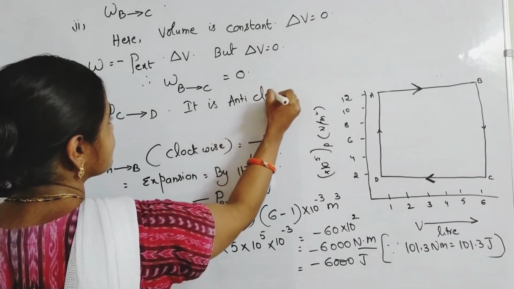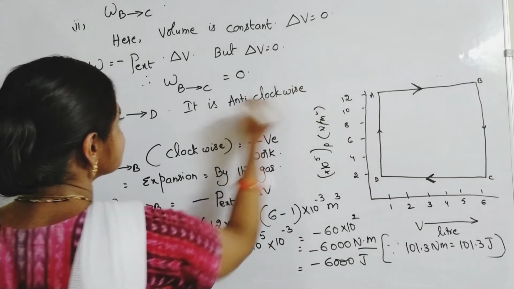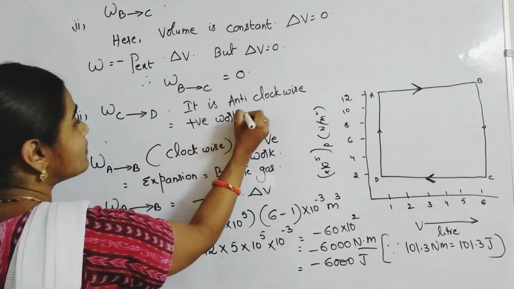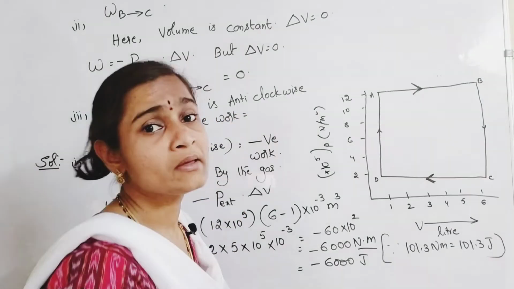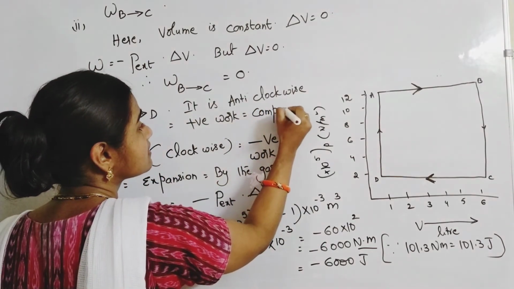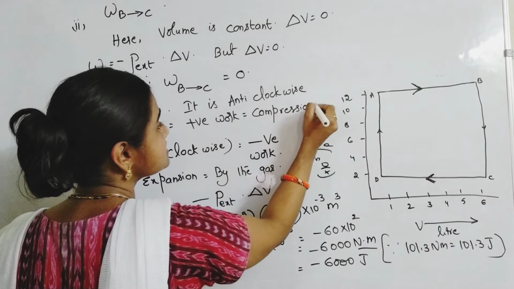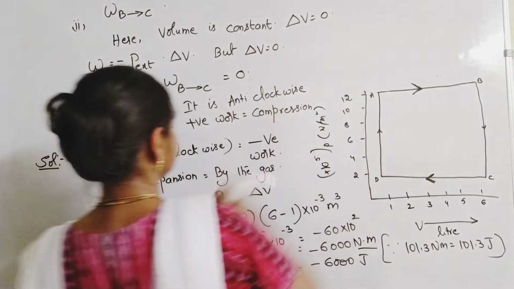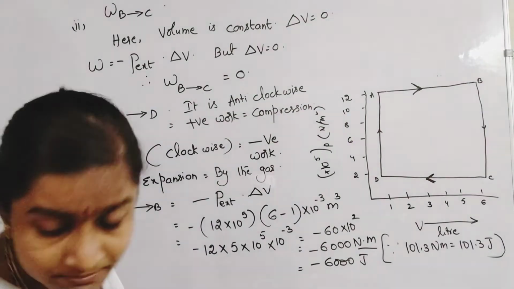Anti-clockwise. Anti-clockwise means positive work. Positive work means it is a case of compression. Okay now, it is a case of what? Compression. Okay, so I am rubbing this first one.